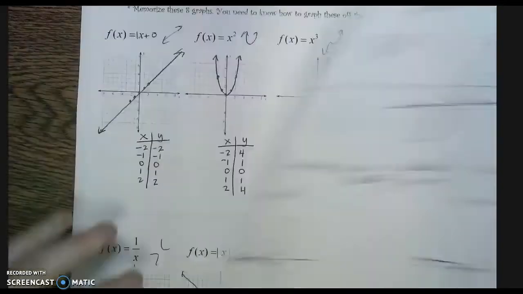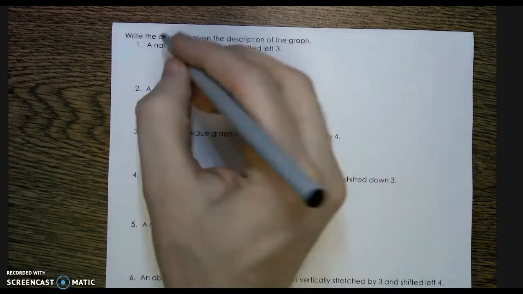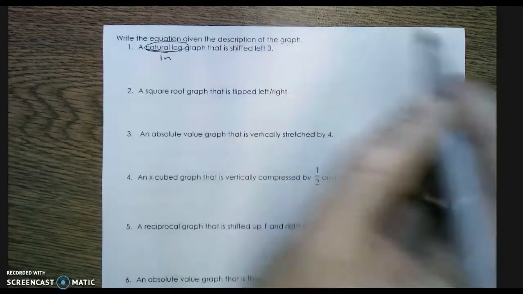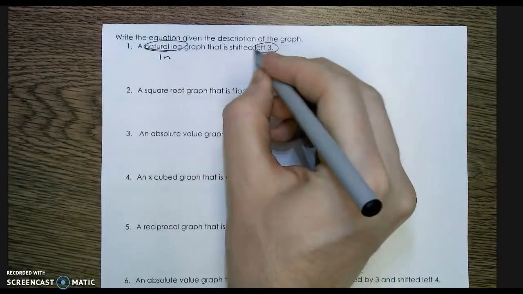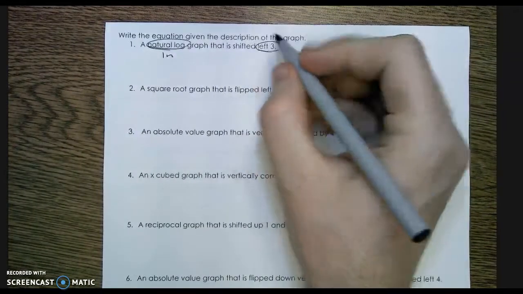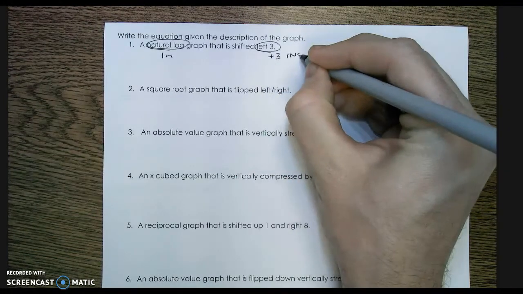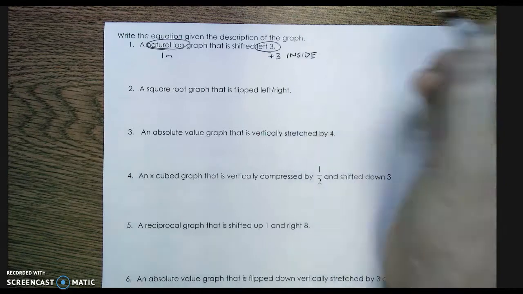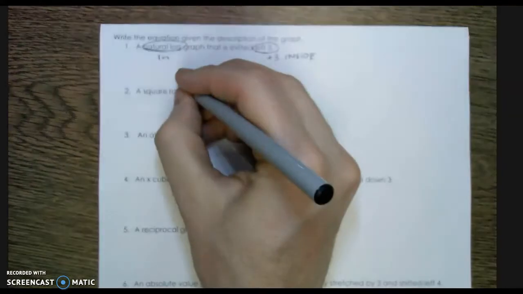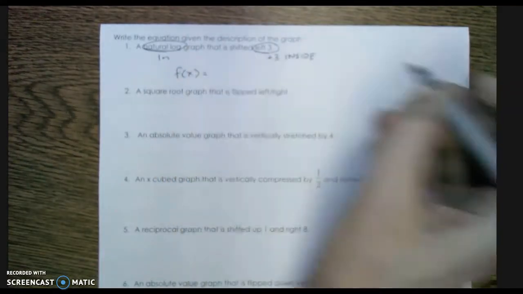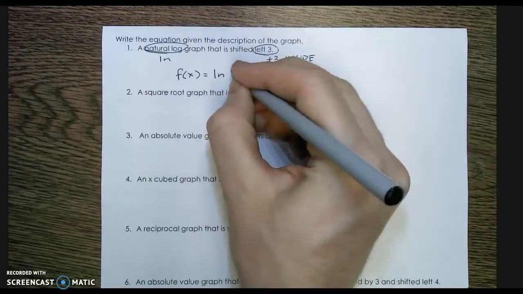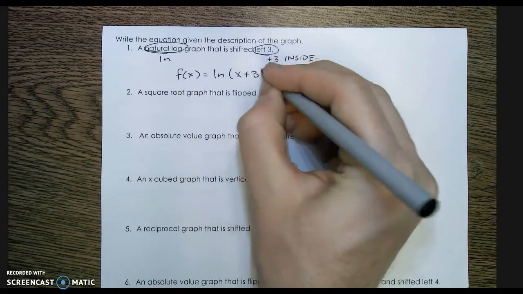On the next page, we're going to be writing the equations given the words. So looking at this, they tell me it's a natural log graph and that it's shifted left 3. So remember, left and right is always opposite. So there's going to be a +3 inside the function. So what would that look like? It'll be f of x equals, and then we're going to have natural log of x plus 3. That's what they're looking for.